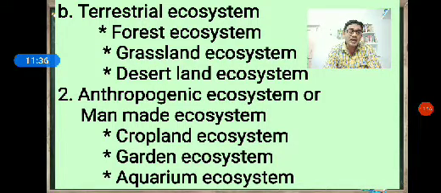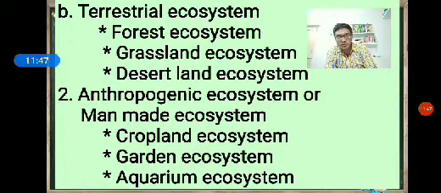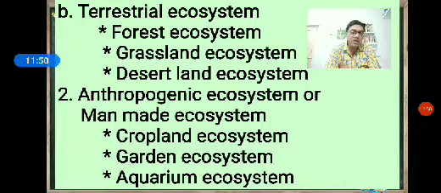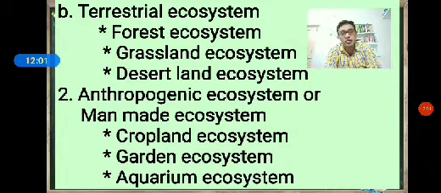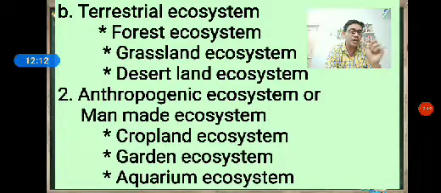When it comes to the anthropogenic ecosystem, anthropogenic ecosystem means the ecosystems which are developed by the involvement of man, or man-made ecosystems, are called anthropogenic ecosystem or artificial ecosystem. The best examples are cropland ecosystem, garden ecosystem, aquarium. Aquarium is also one type of man-made or anthropogenic ecosystem.